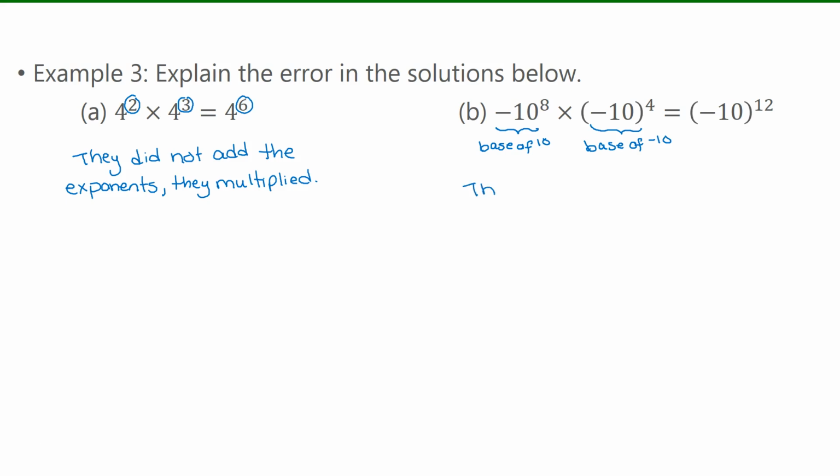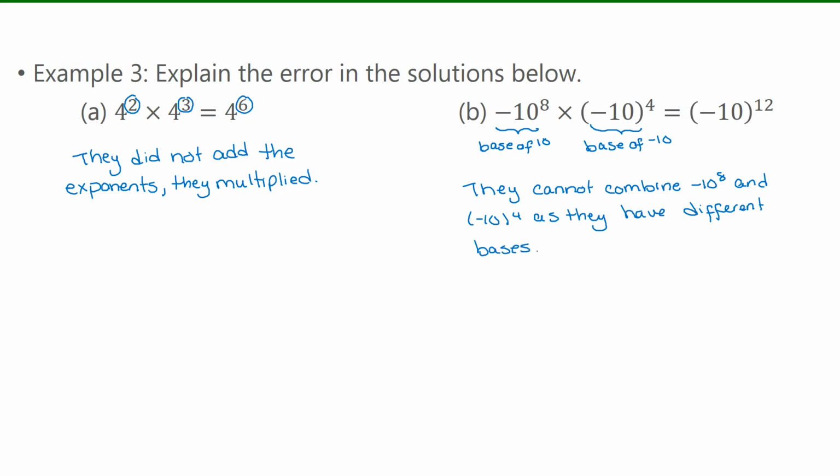So I'll make that note now that they cannot combine negative 10 to the 8 and negative 10 to the 4, as they have different bases. What you would need to do here is work each one out individually and then multiply them together, since you can't combine it as a single base.